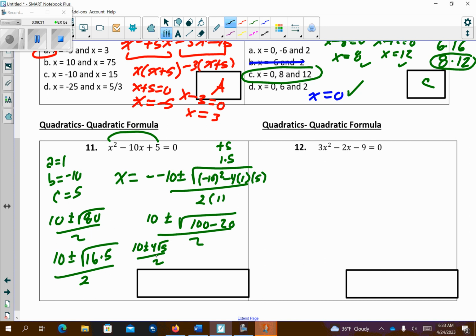And then don't forget to reduce this. 2 goes into everything outside. So I'm going to get 5 plus or minus 2 root 5. That's my answer.